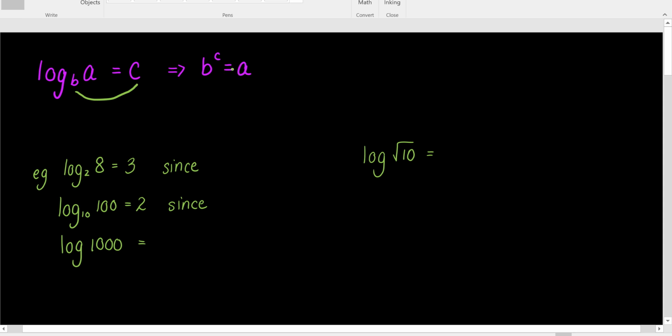It seems a bit funky, but when we put it into practice, all this is saying is 2 to the power of 3 gives me 8. Okay, so log base 2 of 8 equals 3, since 2 cubed equals 8. Okay, now log base 10 of 100 equals 2, because 10 squared equals 100.